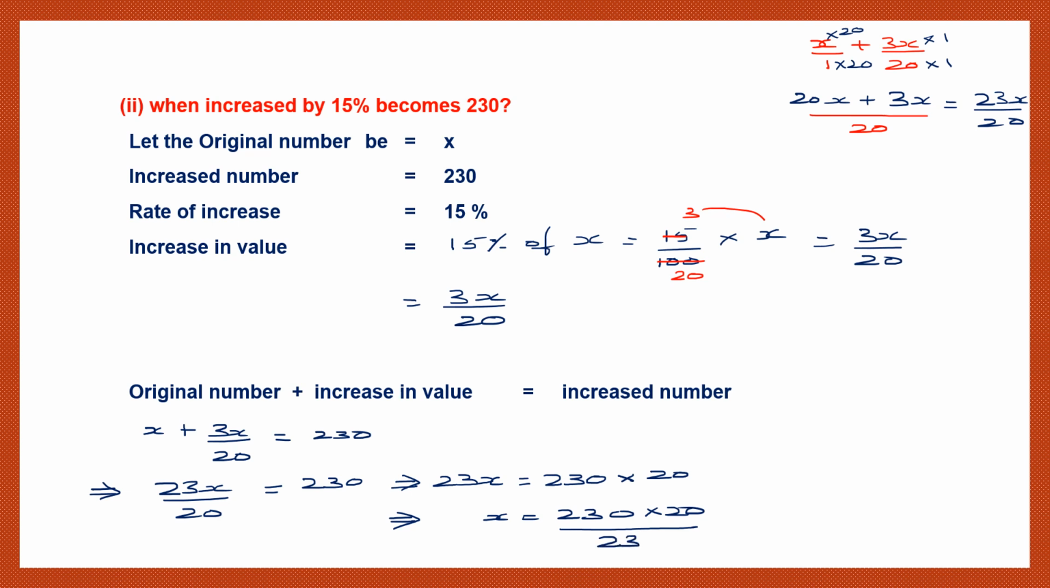Now let's cancel what we can. So here I can cancel 23 and 230. 23 tens are 230 and this is 1. Now multiply 10 into 20. So 1 into 2 is 2. Add the two zeros, that's 200. 200 by 1 is 200. So what have we found? We have found the original number. We said the question is what number becomes 230. So the number is 200. So the answer here is 200. This is the original number.